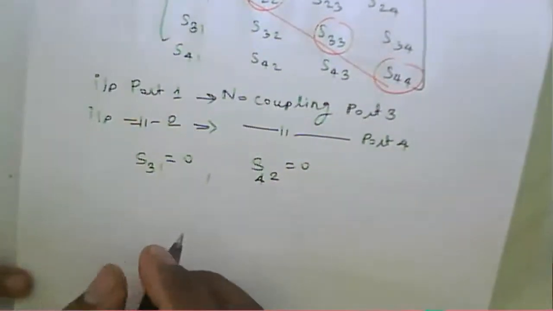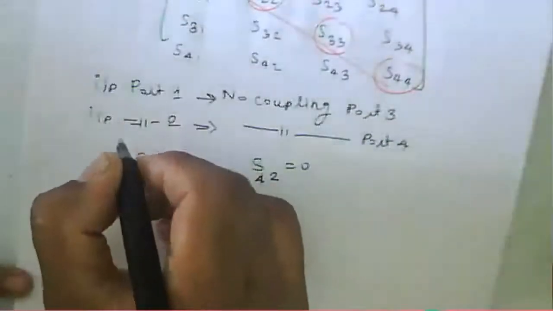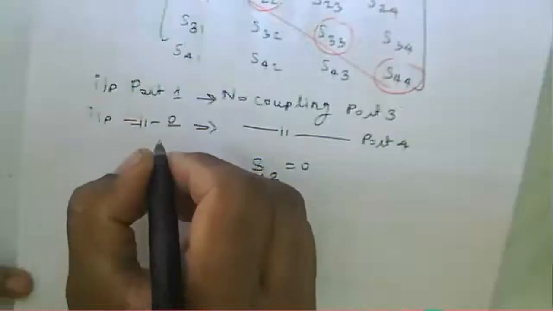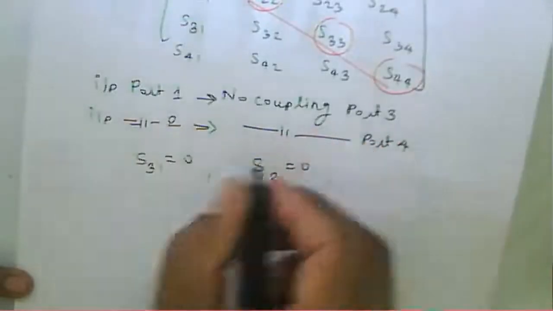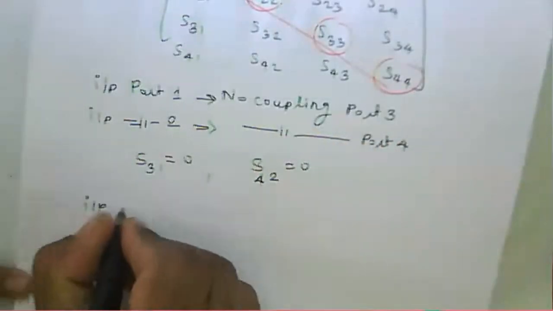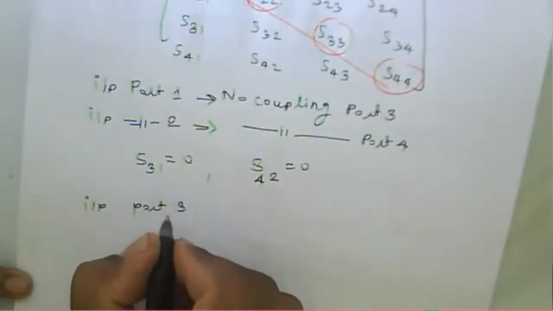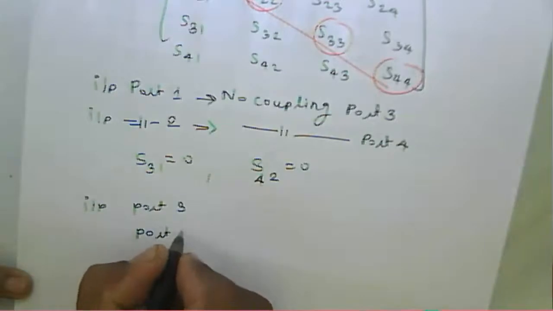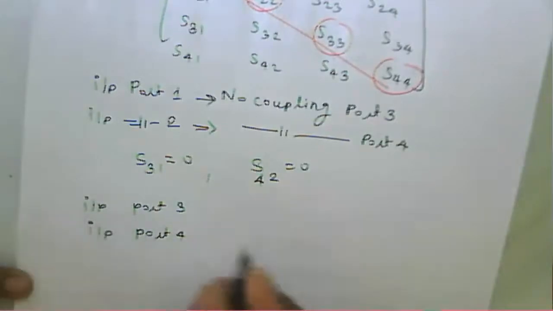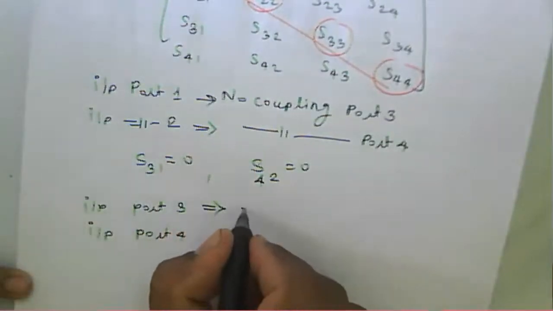Now if I reverse it, suppose I am providing the input to port 4, or we can say input to port 3 or input to port 4, what happens there? No coupling.